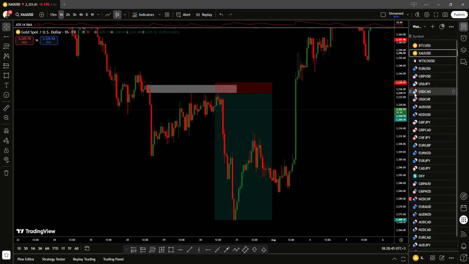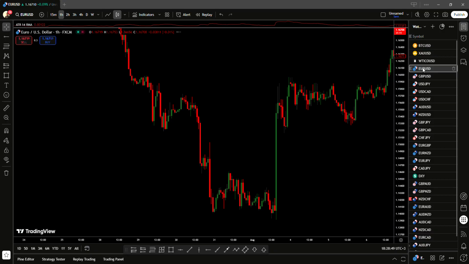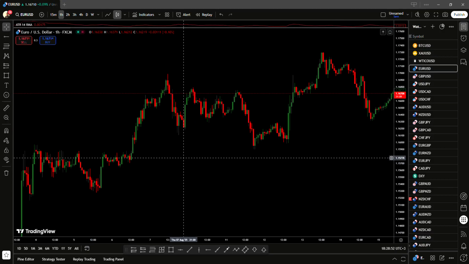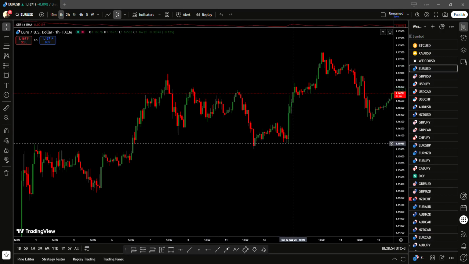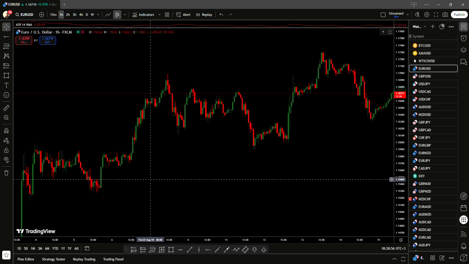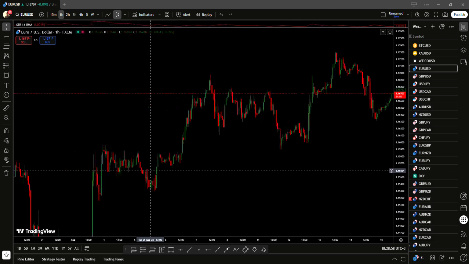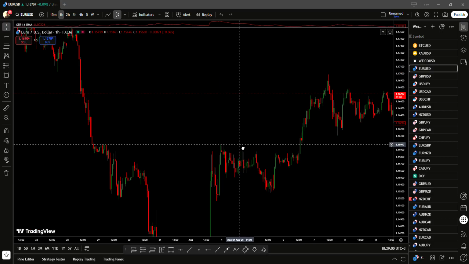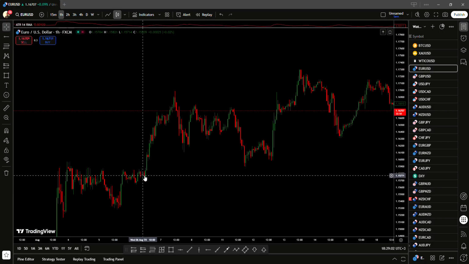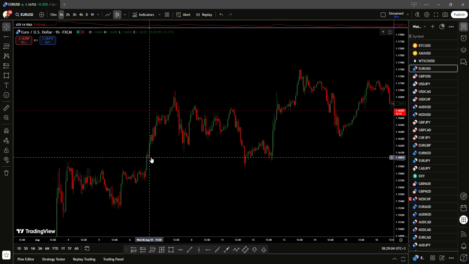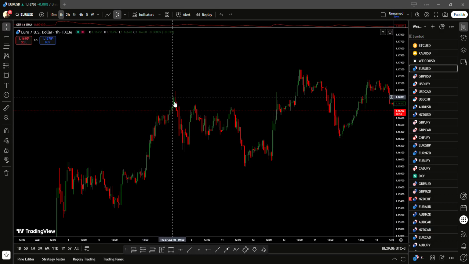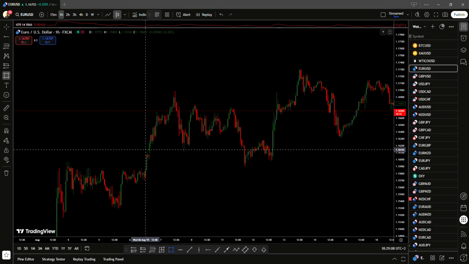Let me just look for another pair. Let me go to the most traded one, Euro USD. So Euro USD, already there is a setup here. However, this is not like the ones I'm teaching, but it's still the same. We have a rally, a base, a rally, that price went up, so it left for us a demand zone in this area here.